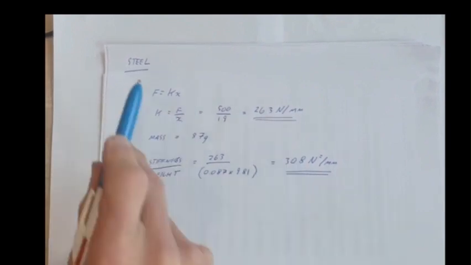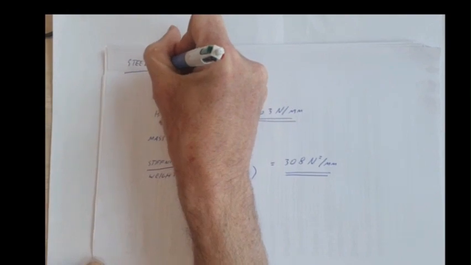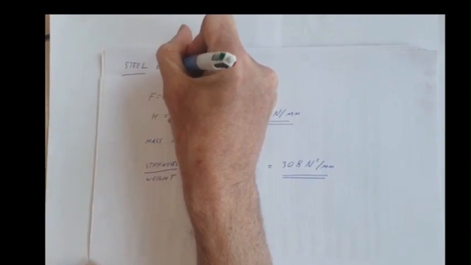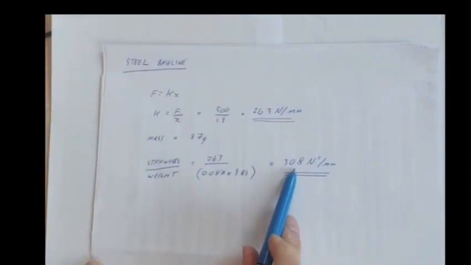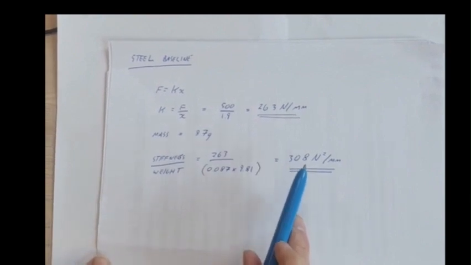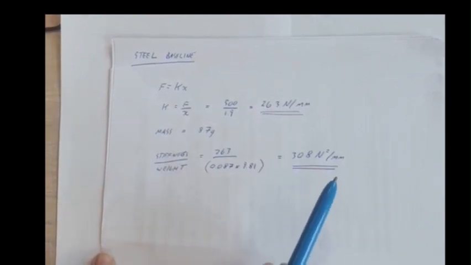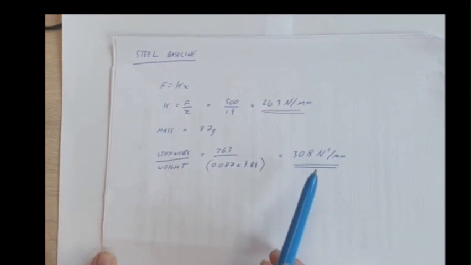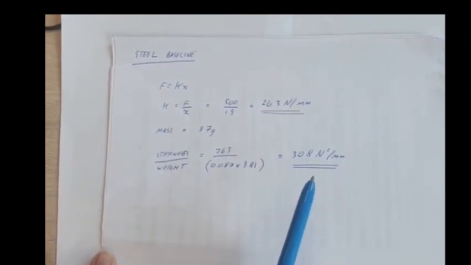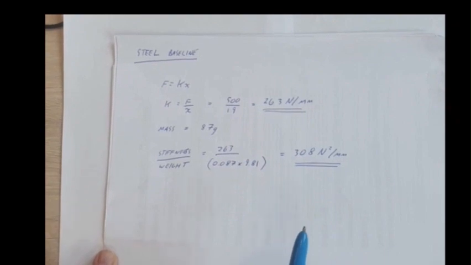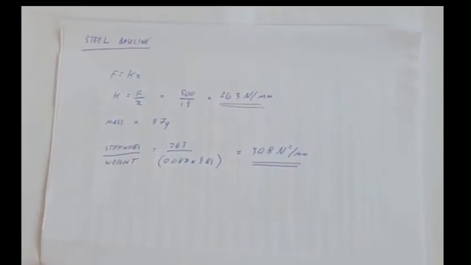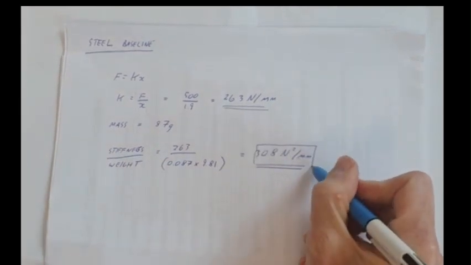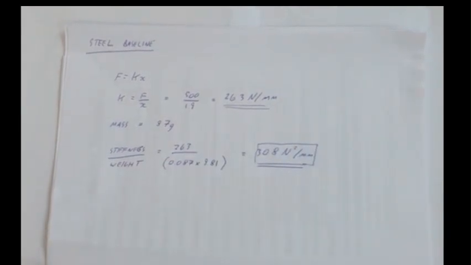We're going to be comparing this steel baseline. So let's call this baseline. Our steel baseline stiffness to weight ratio, 308 newtons per millimeter. Let's compare that to our composite structure. Like I say, first thing we're going to do is arbitrarily lay that up, and then we'll compare that to the optimized structure, and then the optimized structure considering manufacturability. So there's our stiffness to weight ratio of our baseline steel part. Let's now set up an arbitrarily laid up composite structure.